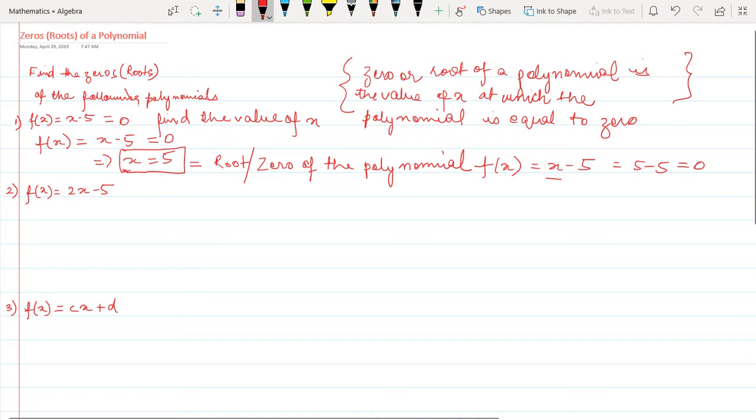Now let's take the second one. It says f(x) is equal to 2x minus 5, and I have to find where it will be equal to 0. So this implies that 2x is equal to 5, and this implies that x is equal to 5 by 2. So this is the 0 or the root of this polynomial.